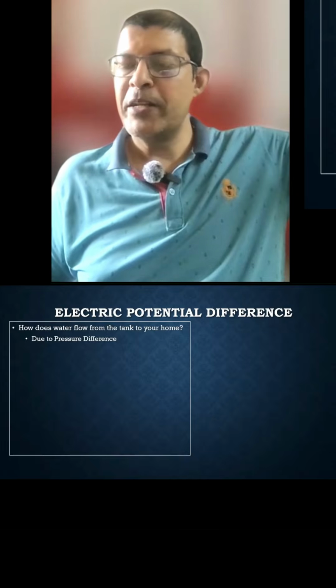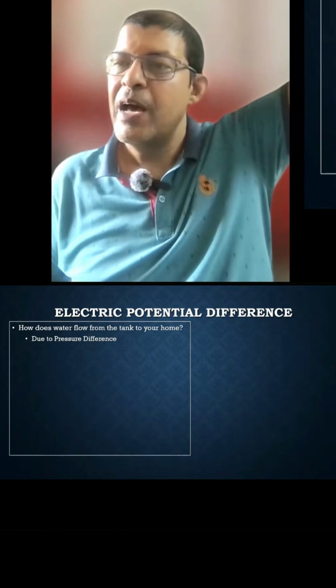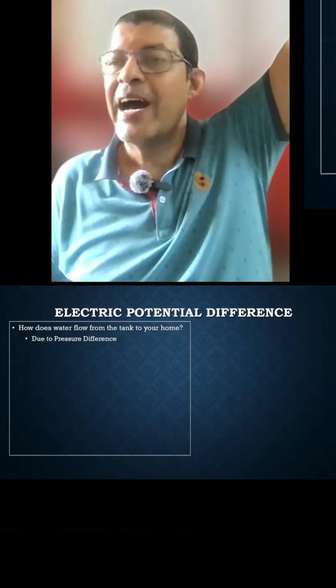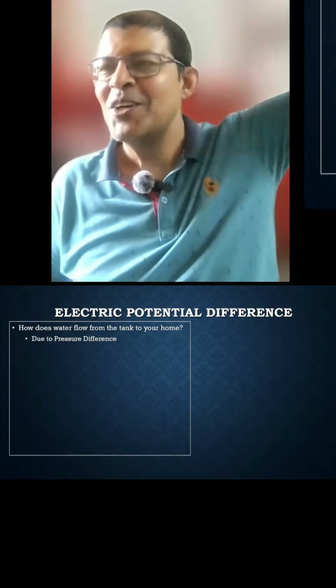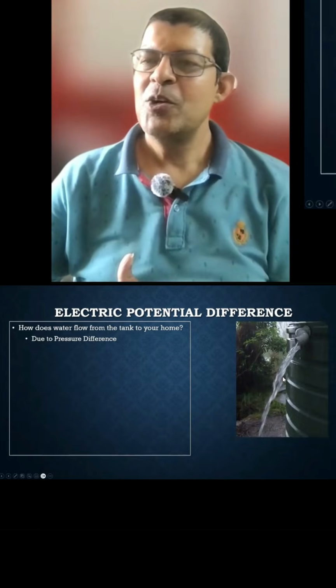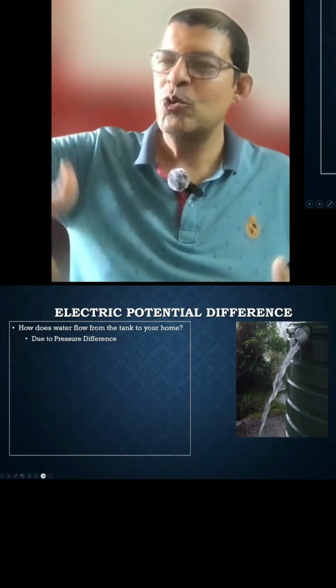ऊपर से टंकी से जो पानी नल पे आता है, how does it flow? Due to the pressure difference. At high tank, it's at high pressure, and the tap is at low pressure. So the high pressure water comes to the low pressure tap, right? If you see here, water is flowing, gushing out of the tank from a high to low.